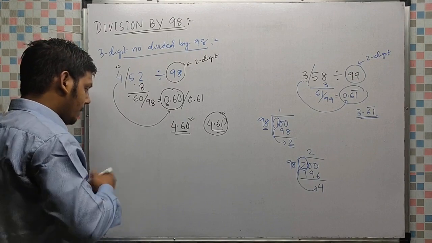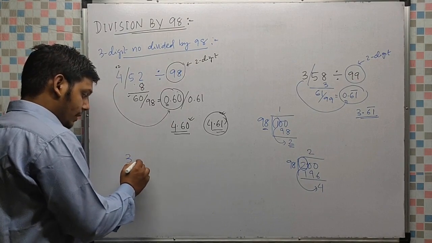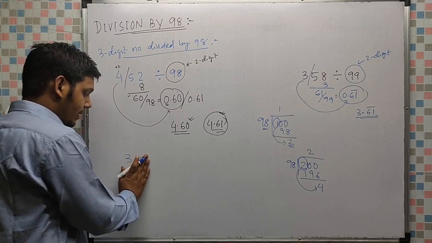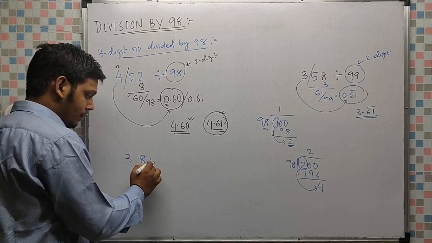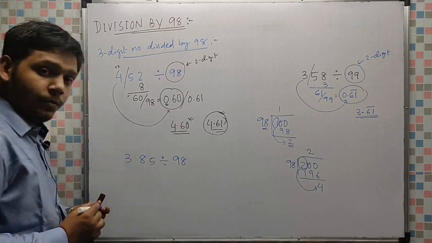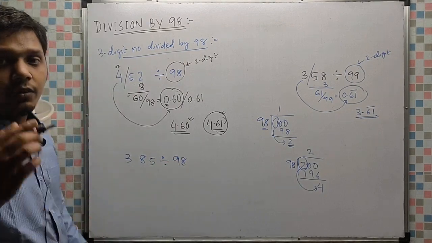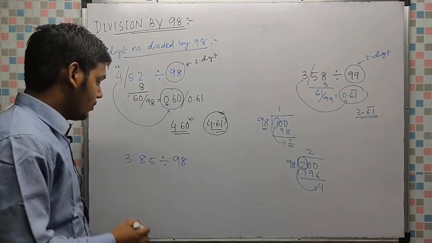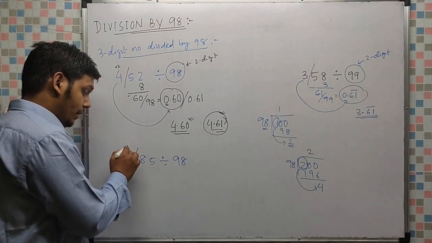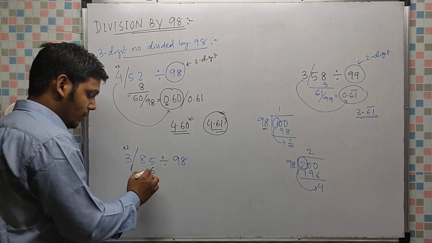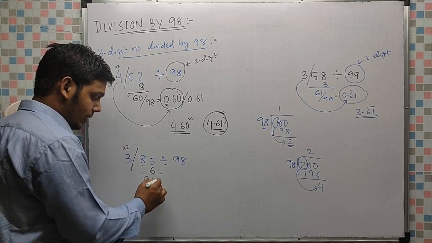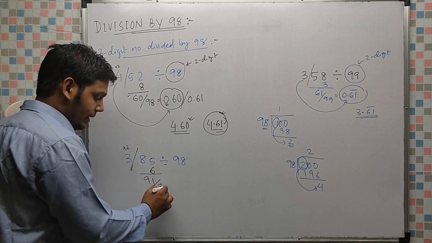Suppose it is given 385 divided by 98. So what do we have to do? First we have to separate the digits. Our divisor is a two-digit number, so 1, 2, then separated. Now this 3 will be multiplied by 2. 3 times 2 is 6. 6 will be added. So 85 plus 6 is how much? 91. 91 divided by 98.